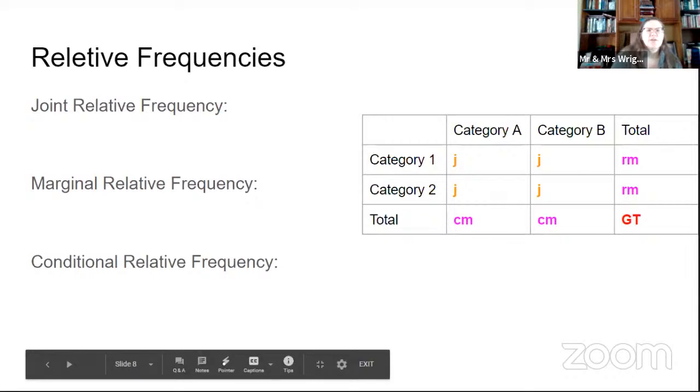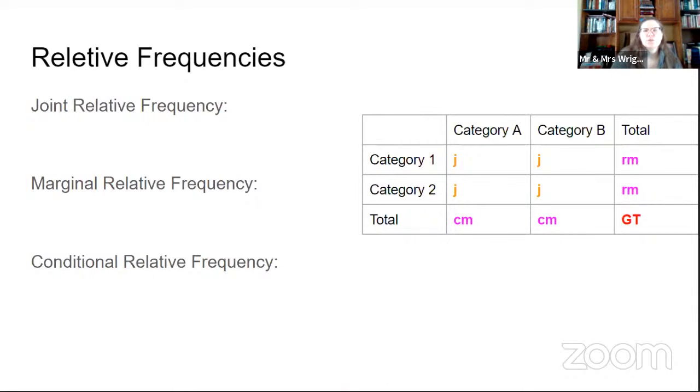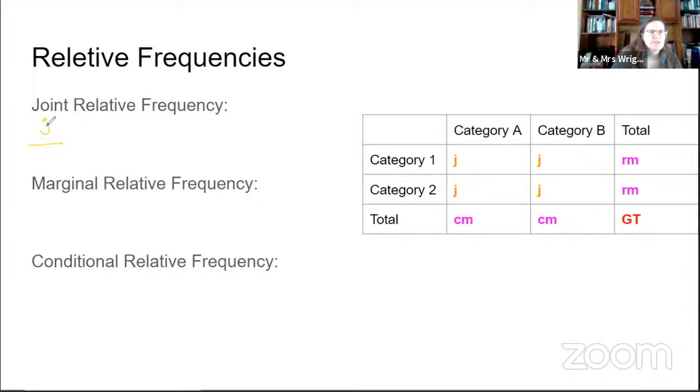Now, how do we find joint relative frequency? Our joint relative frequency was found by taking the joint frequency and dividing by the grand total. Excuse me, this is supposed to be the J, and then dividing by our grand total. And that would give us our joint relative frequency. So any of these pieces of information divided by the grand total is going to give us our joint relative frequency. Okay, that's joint relative frequency.